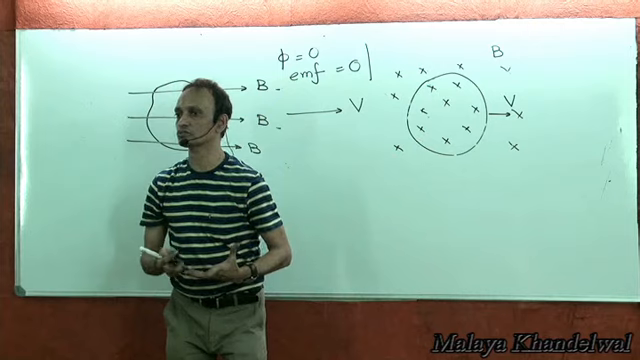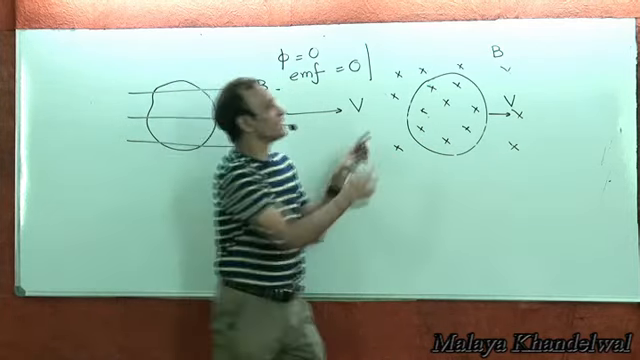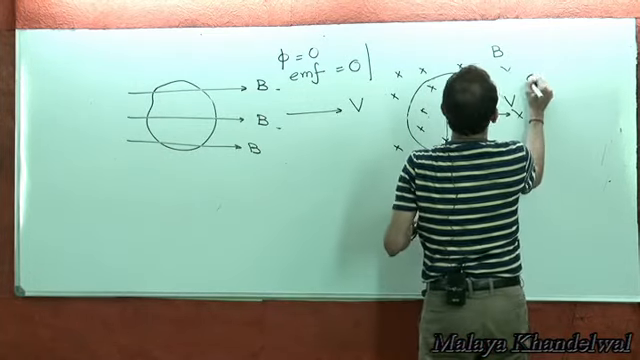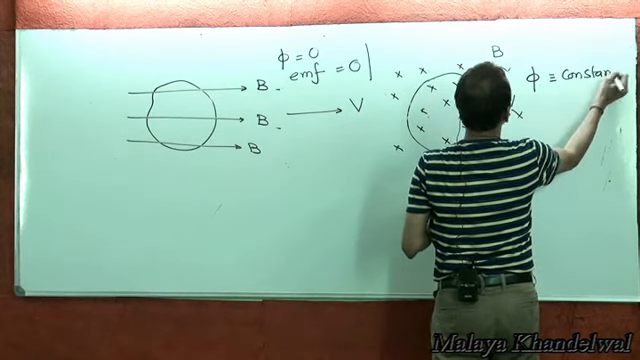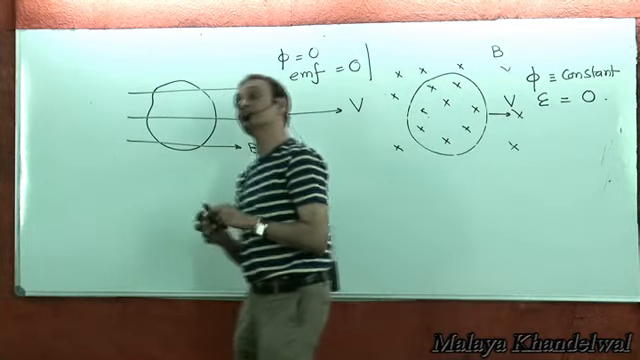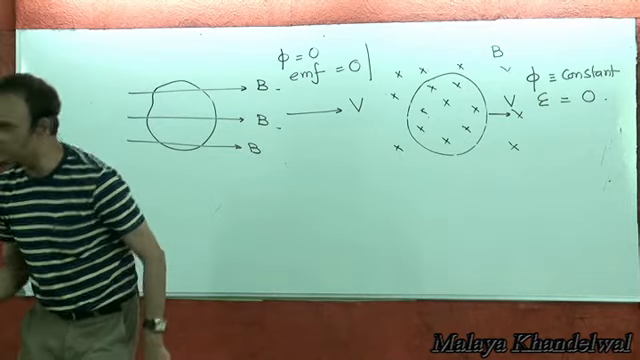What happens to the flux? There is flux, but there is no change of flux. Because B remains the same, the area of the loop remains the same, so flux remains constant. So the rate of change of flux is 0. So the EMF that is generated in this loop is 0. Current generated in this loop is 0. Induced EMF is 0. Induced current is going to be 0.